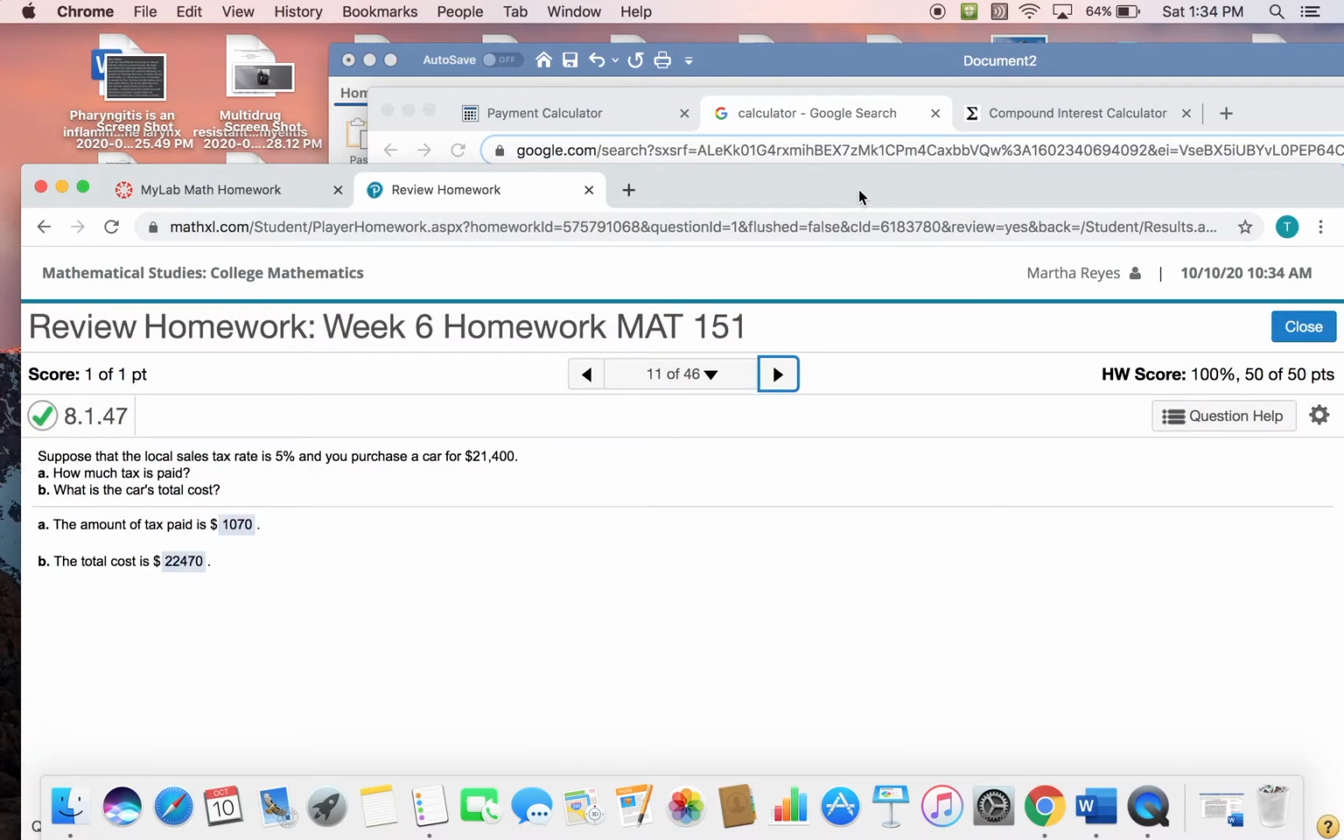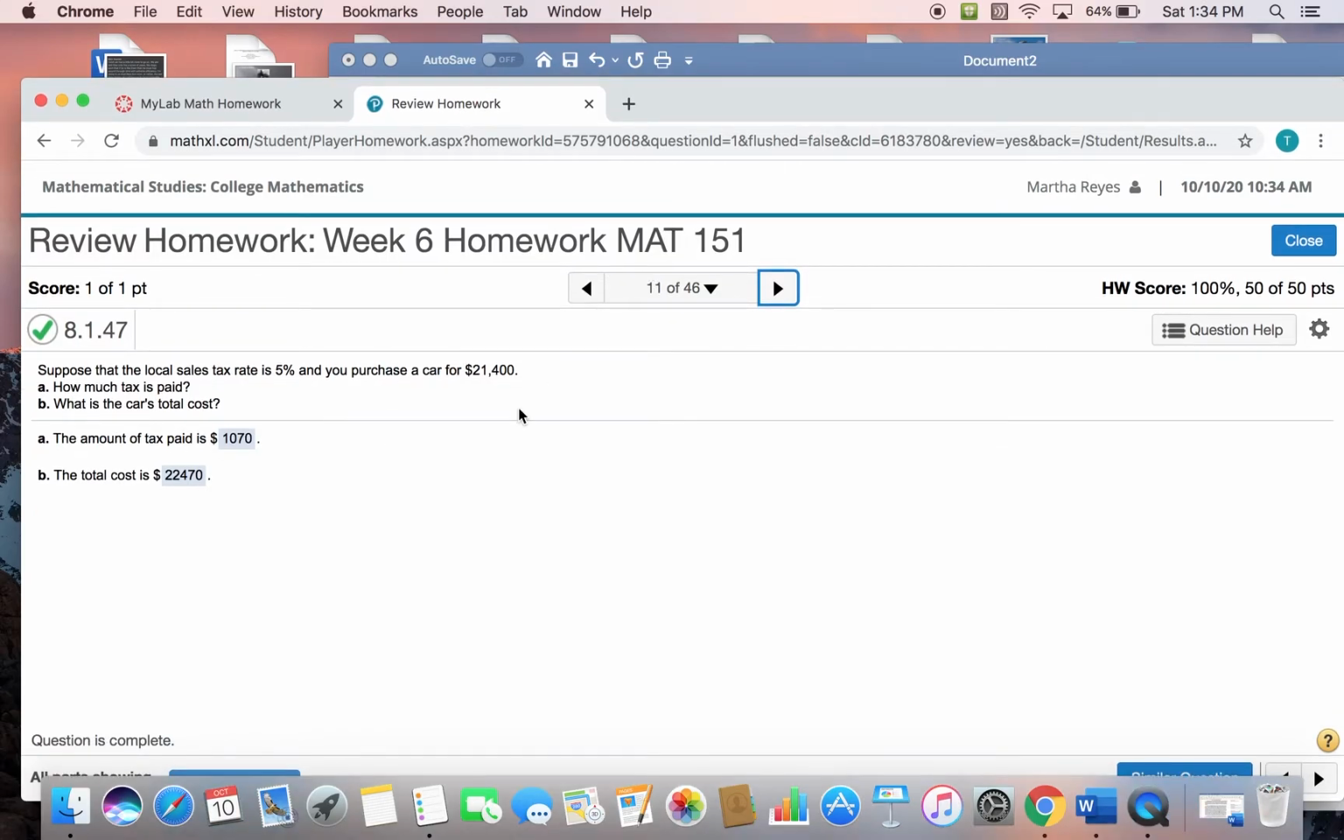Okay. The local sales tax is 5%. You purchase a car for $21,400. How much tax is paid? You just multiply 5% as a decimal by $21,400.